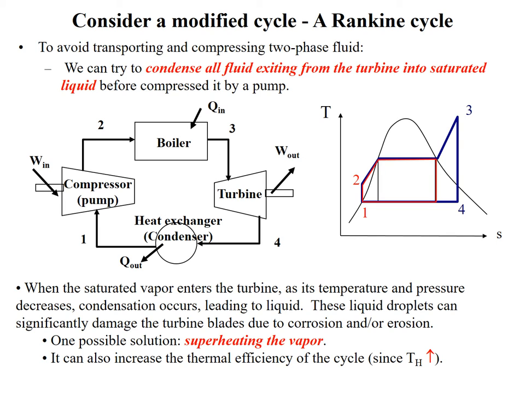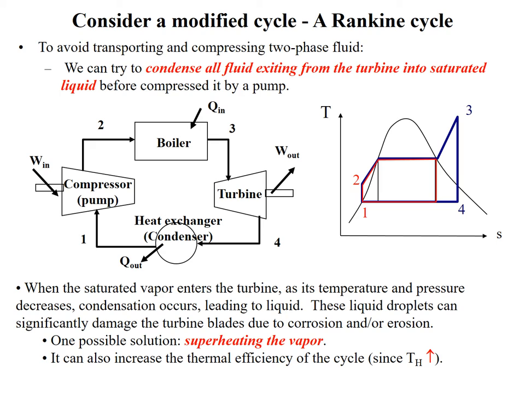Same as before, 1 to 2 is a pump, 2 to 3 is a boiler, 3 to 4 is a turbine, and 4 to 1 is a condenser. 1 to 2 isentropic compression, 2 to 3 isothermal expansion, 3 to 4 isentropic expansion, 4 to 1 isothermal compression. In 2 to 3 steam generation takes place, in 3 to 4 there is expansion of steam, and 4 to 1 is heat rejection, changing phase from vapor to liquid. Then 1 to 2 is compression. So this is your Rankine cycle.